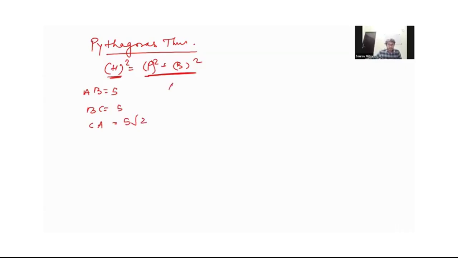If I calculate AB square, it will be 25. BC square will again be 25. And if I calculate CA square, it will be 25 into 2, and it will be 50. So that means our AB square plus BC square is equal to CA square, or AC square.